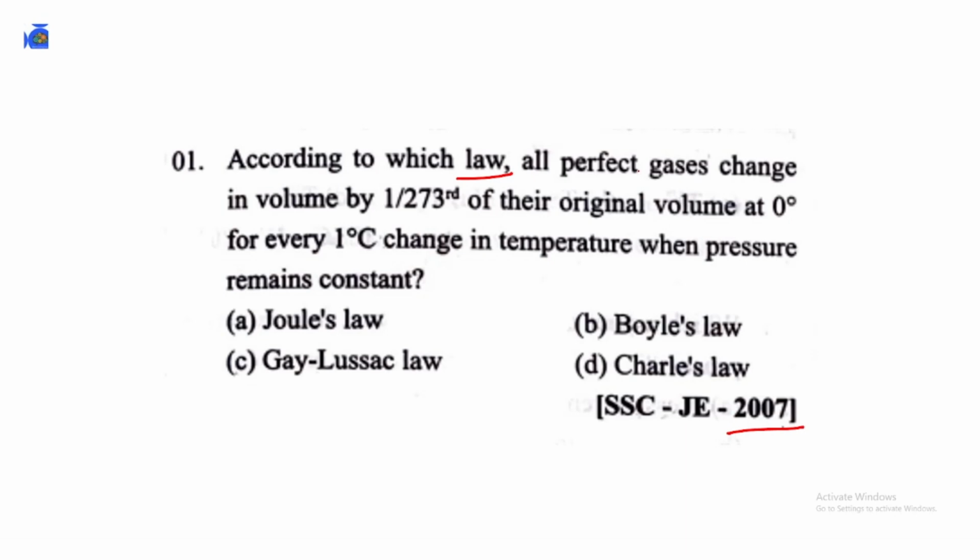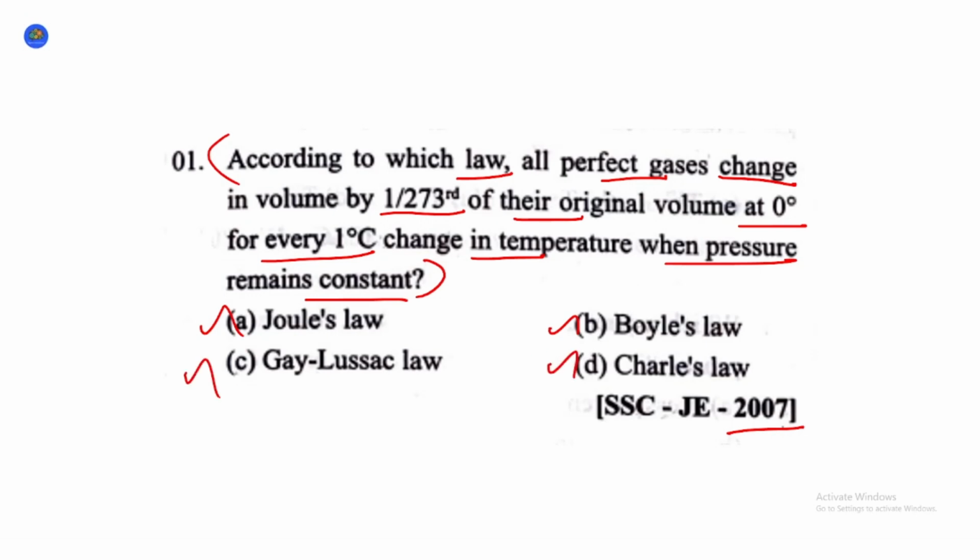According to which law do all perfect gases change in volume by 1 by 273rd of their original volume at 0 degrees for every 1 degree change in temperature when the pressure remains constant? Which law actually represents this statement? Option A is Joule's law, option B is Boyle's law, option C is Gay-Lussac law, option D is Charles' law.